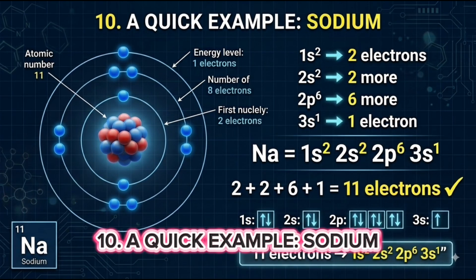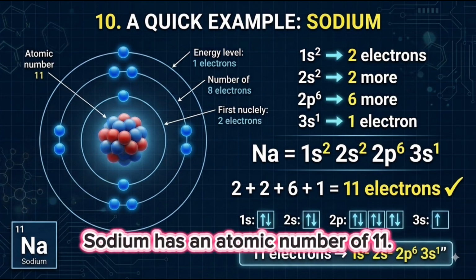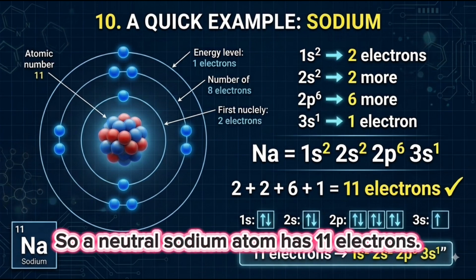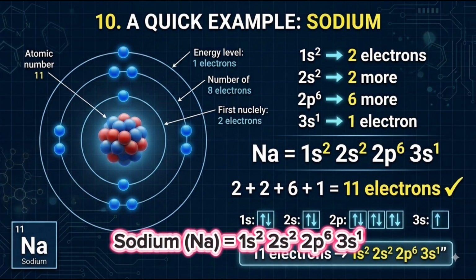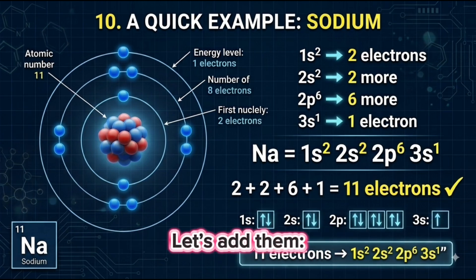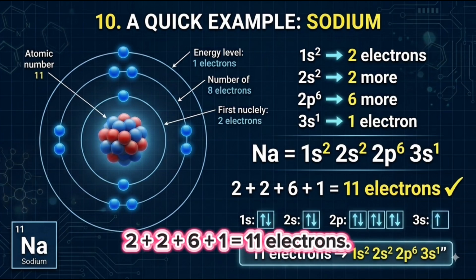10. A quick example, sodium. Sodium has an atomic number of 11. So a neutral sodium atom has 11 electrons. Following the filling order, 1s2 equals 2 electrons. 2s2 equals 2 more electrons. 2p6 equals 6 more. And finally, 3s1 equals 1 electron. Therefore, sodium equals 1s2, 2s2, 2p6, 3s1. Let's add them. 2 plus 2 plus 6 plus 1 equals 11 electrons.